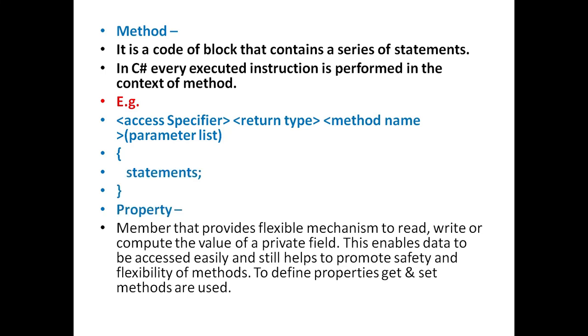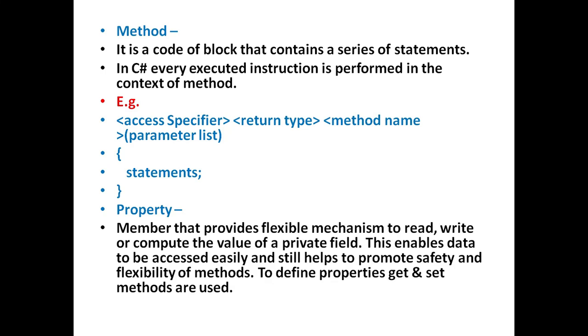Then property. A member that provides a flexible mechanism to read, write or compute the value of a private field is known as a property. It enables the data to be accessed easily and still helps to promote the safety and flexibility of methods. To define properties, we will use the methods get and set.